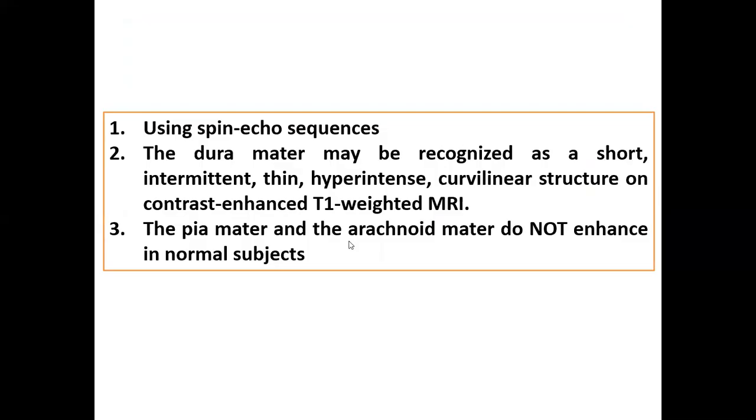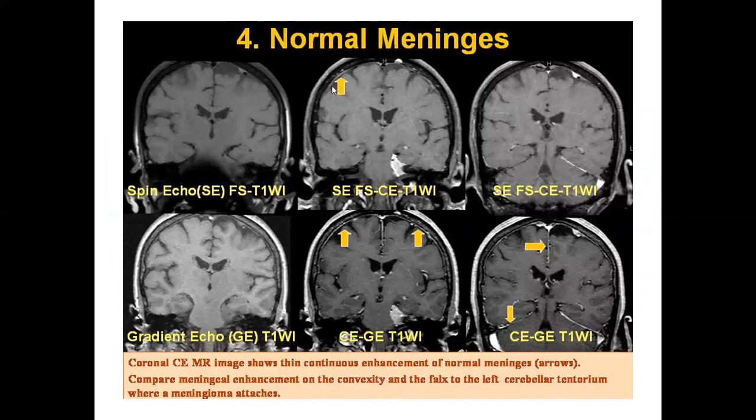For MRI, you have to use spin echo sequences. Dura mater may be recognized as a short, intermittent, thin, hyperintense curvilinear structure on contrast-enhanced T1 MRI. Pia-arachnoid mater does not enhance in the normal subject. So this is very important: dura mater enhances, pia-arachnoid mater does not enhance. Dural enhancement is mostly intermittent, thin, hyperintense, curvilinear. So there you can see curvilinear, thin, intermittent. This is the dural sinus enhancement.